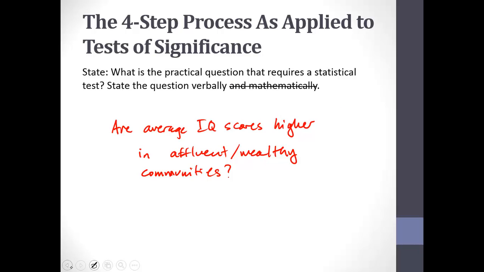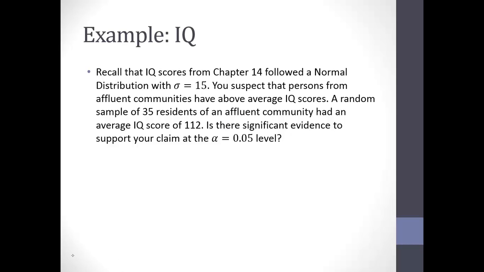So before we go on, I need to jump back. I realized I left something out here. So what we saw before is that these IQ scores follow a normal distribution with mean mu equals 100, the population mean. So overall, everybody, not just the affluent communities, those IQ scores have a normal distribution with mean 100 and standard deviation sigma equals 15. So I forgot to throw that in there.